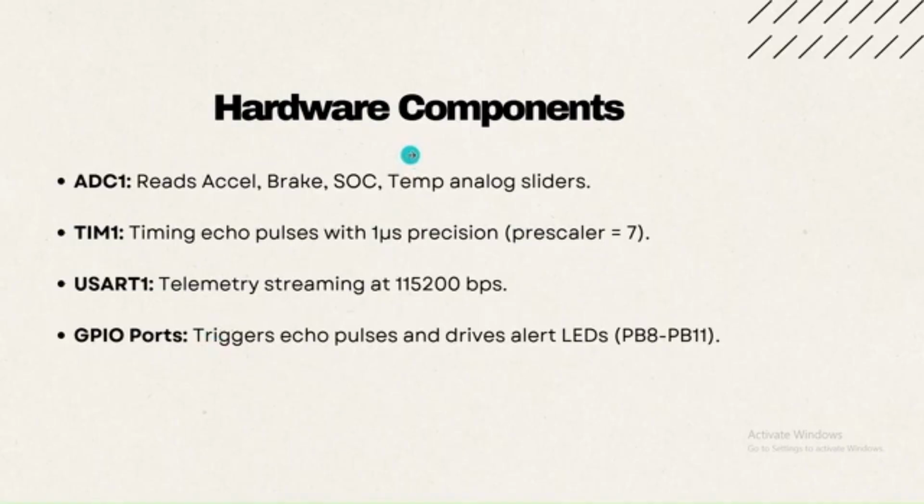And in the hardware components, I have used several peripherals on the microcontroller. The first one would be the ADC, where it reads analog sliders like throttle, brake, SOC, which means state of charge, and temperature on PA0 to PA3. Timer 1 is a 1 megahertz based timer where I used a prescaler of 71, providing microsecond precision for echo pulse measurement. And for UART, I configured 115,200 bps to stream formatted telemetry to the Python dashboard. GPIO ports handle the trigger and echo lines and drive the alert LEDs from the connections on port B8 to B11.